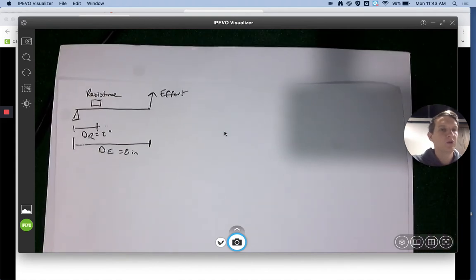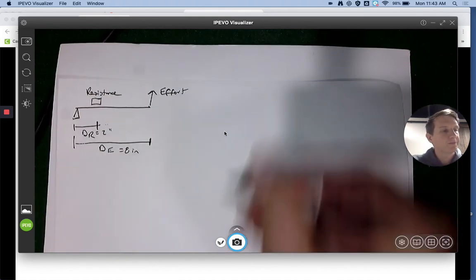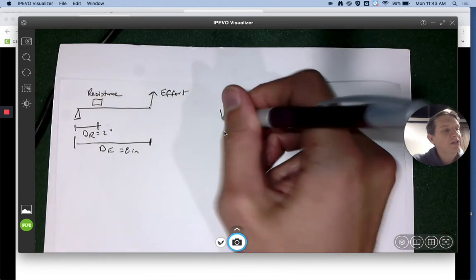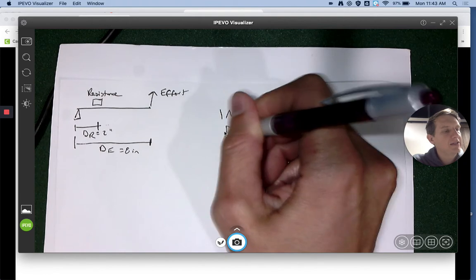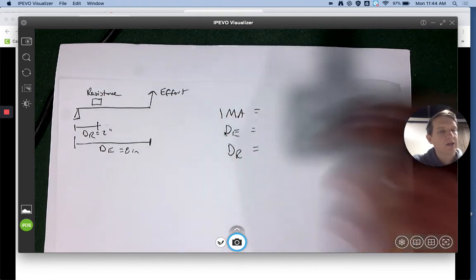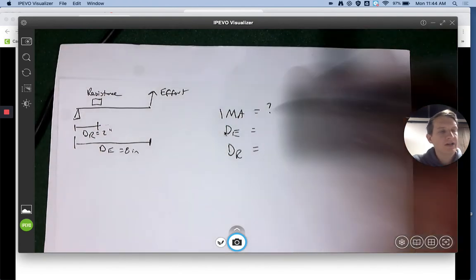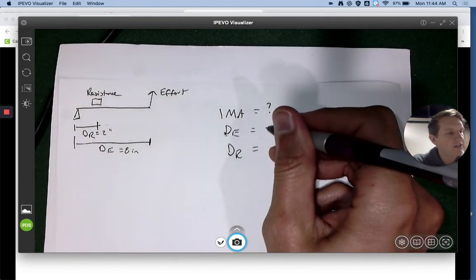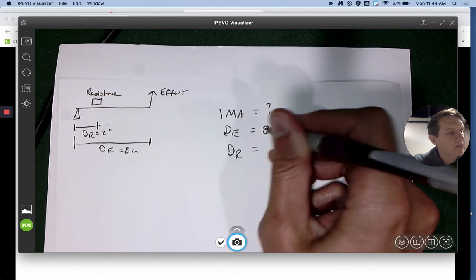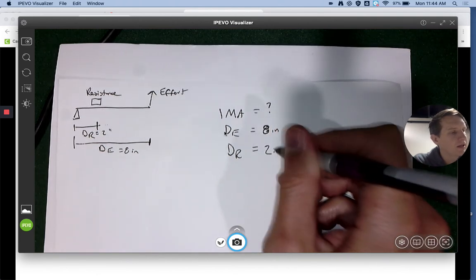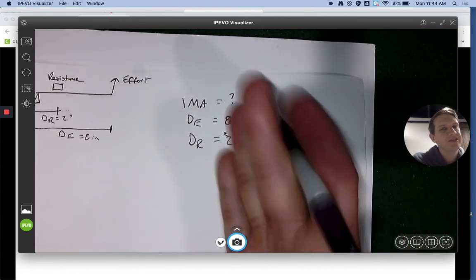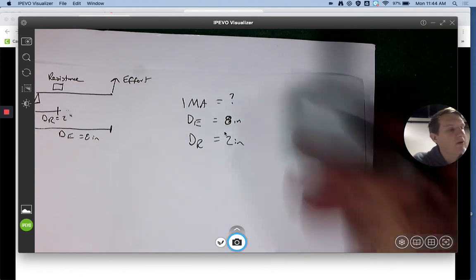So now let's go to our equation. I guess before that, step 1 is list out our variables. So for all these problems, you will have IMA, DE, and DR. All right, so our IMA, that's what we're trying to find. That's our question. Our effort distance is 8 inches. Oh man, my writing's getting bad. And our resistance distance is 2 inches. So we've got our variables. This is the list, and this is what it's going to be to start every single one of these problems.